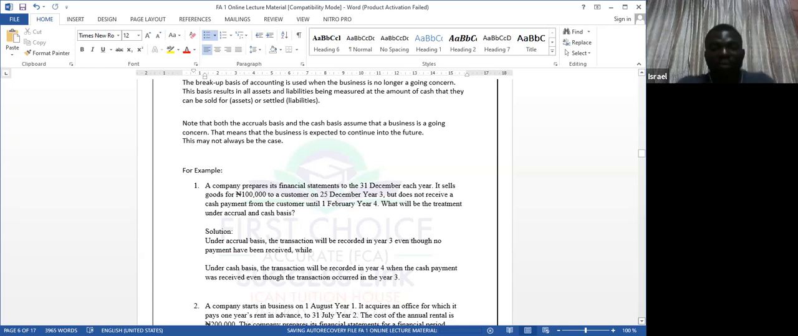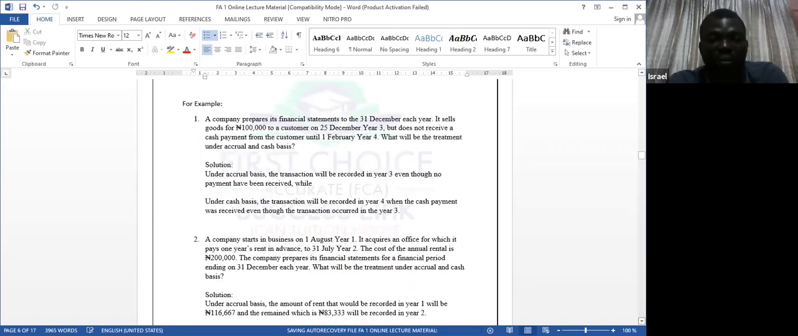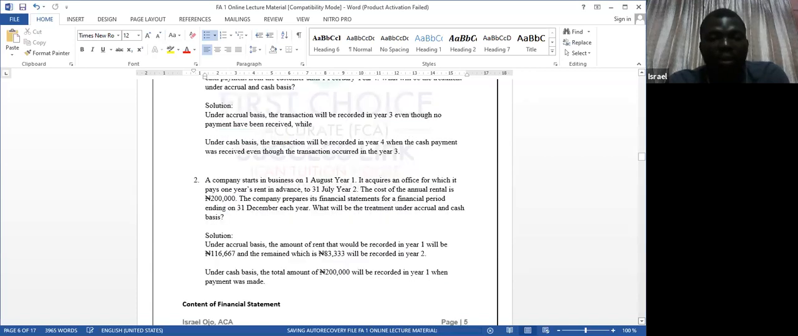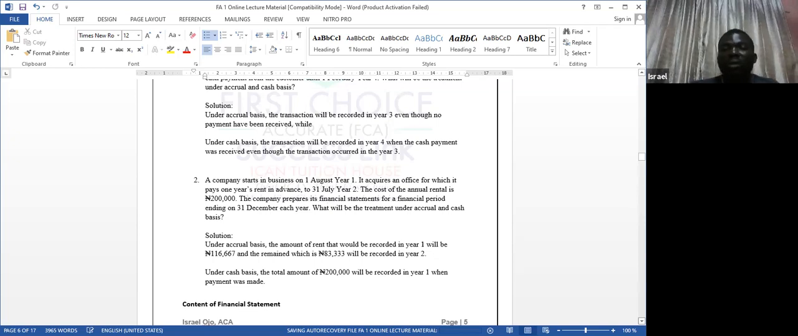Now let's look at question 2. A company starts in business on 1st August, year 1. So they start their business in August, year 1. It acquires an office for which it pays for 1 year.